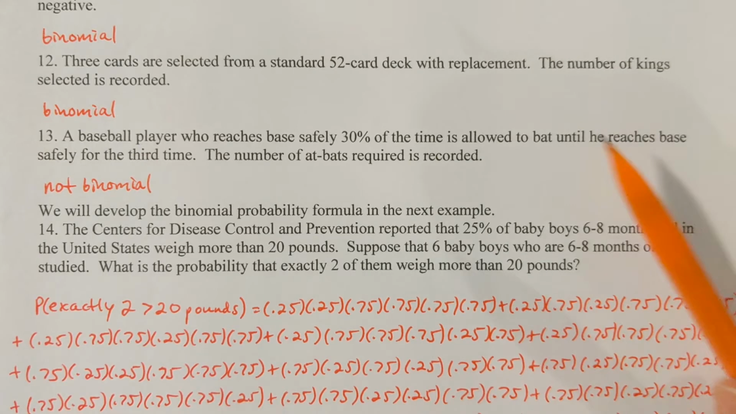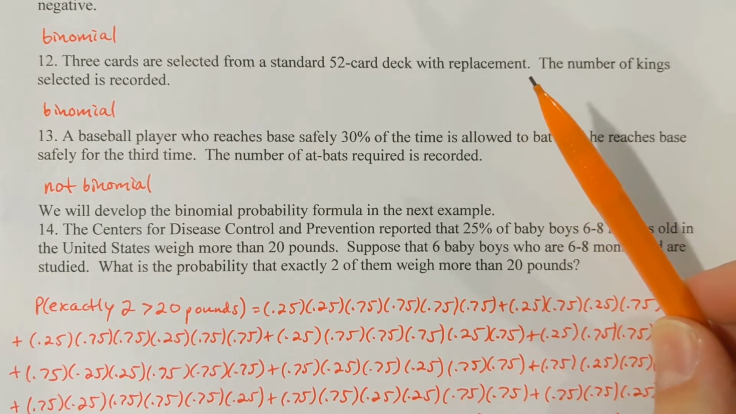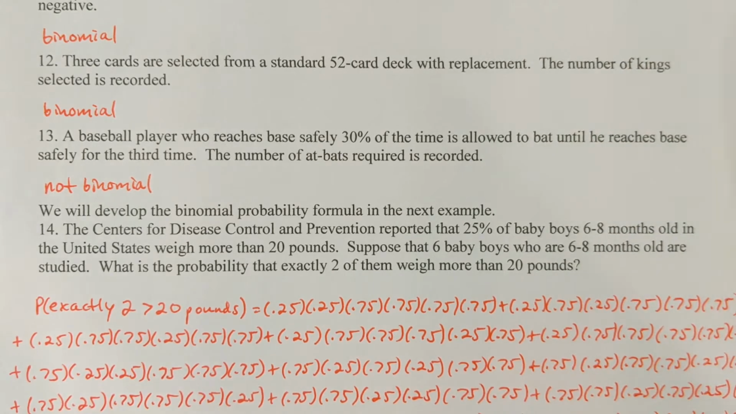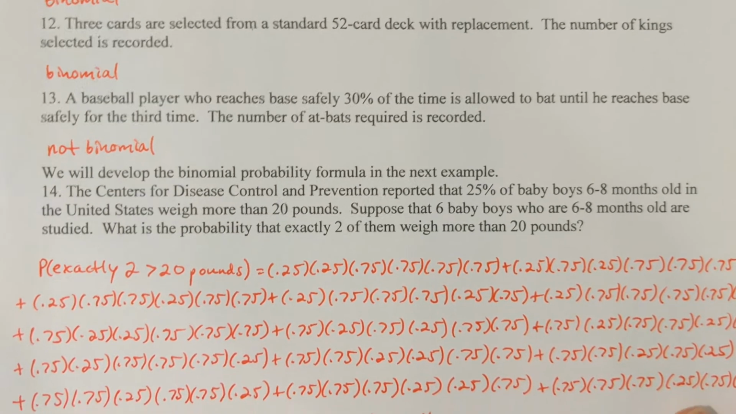Now again, keywords would be with replacement. If this is done without replacement, item 4 would fail, right? Because there's a 4 out of 52 probability of getting a king on the first try. 3 out of 51 would be the probability of having that next card be a king using the multiplication rule. So that would not be binomial in that case.